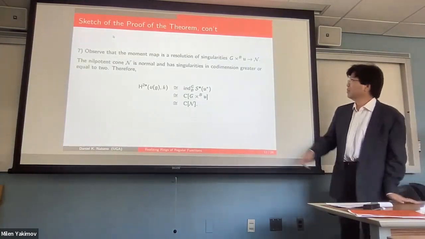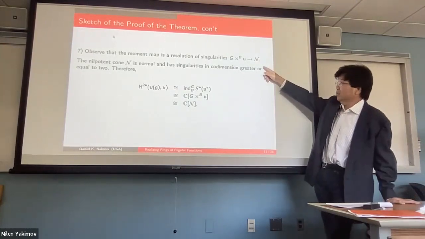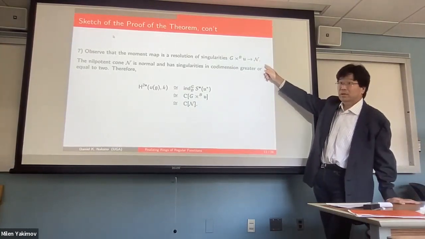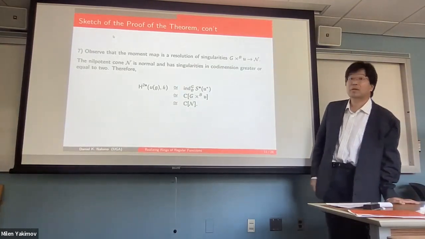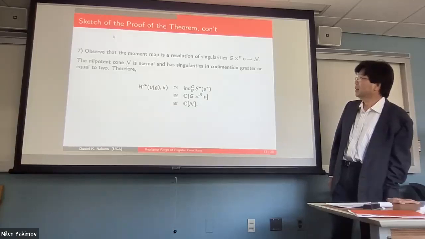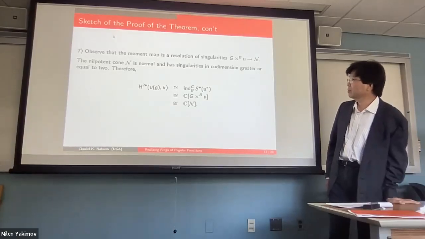So maybe you've seen this before. This is called the Springer resolution. This is a resolution of singularities for the nilpotent cone. So there are some basic facts. The nilpotent cone is a normal variety. It has singularities in codimension greater than or equal to 2.